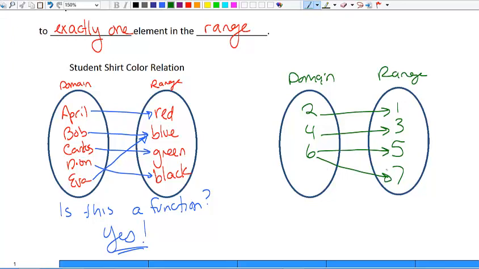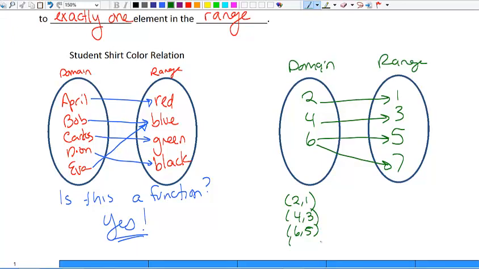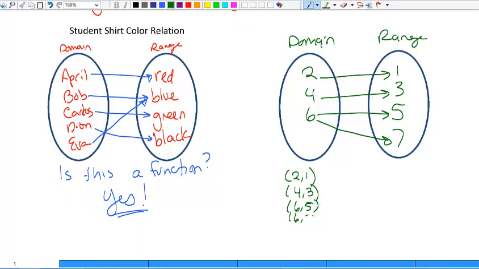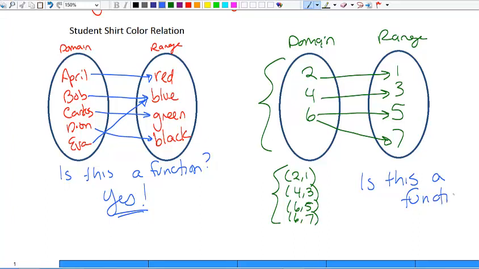So if I was to write all of these out, I would get the points (2, 1), (4, 3), (6, 5), and (6, 7). So those are my points. This mapping and this are the same, just two different ways of representing a relation. So my question is, is this relation a function? Yes or no? That's my question.